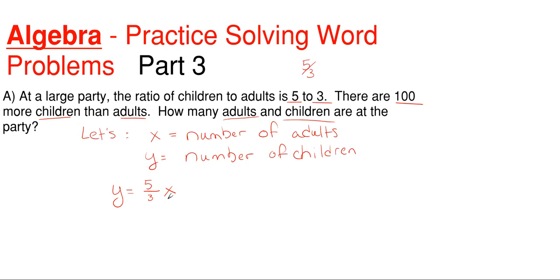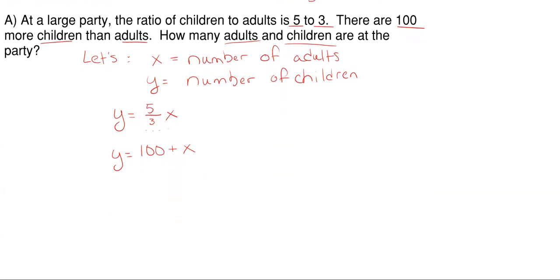Well, we can't solve for this equation just yet. We need some more information. Well, the second sentence gives us that information. We know that there are 100 more children than adults. Well, that means that our number of children, y, is also equal to 100 plus how many adults there are. Well, look at this. We have two equations and two unknowns. So what we can do is take this first one and plug it in for y in the second one. And when we do this, this is what we get.